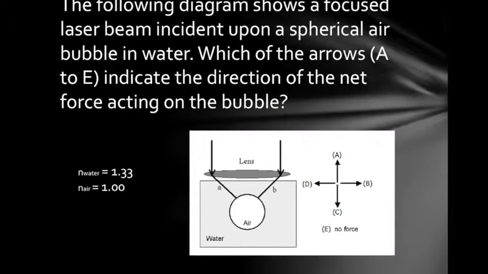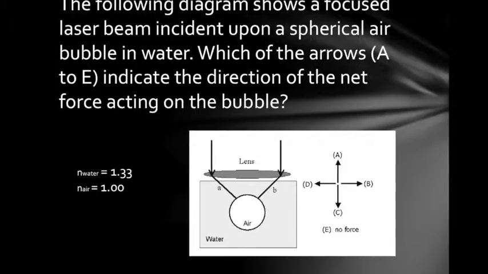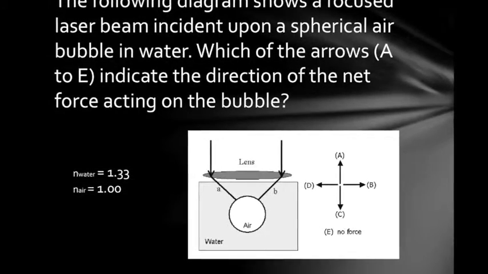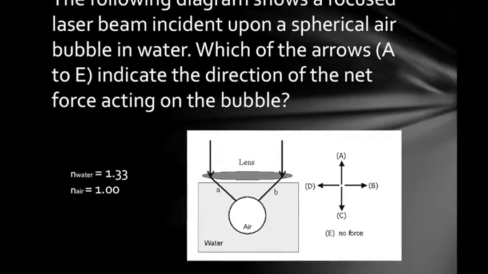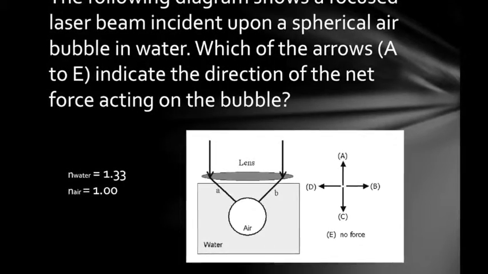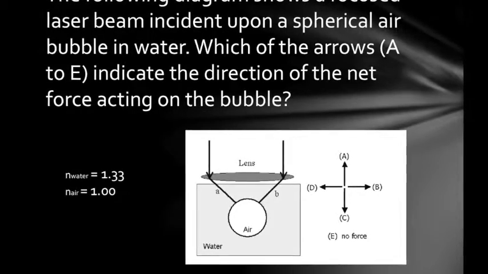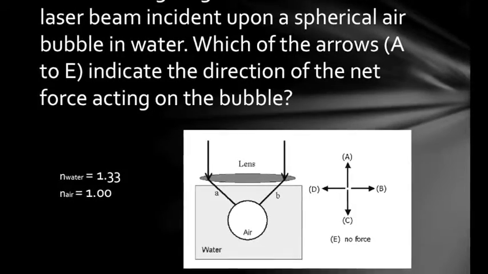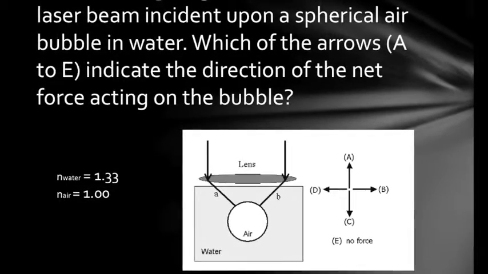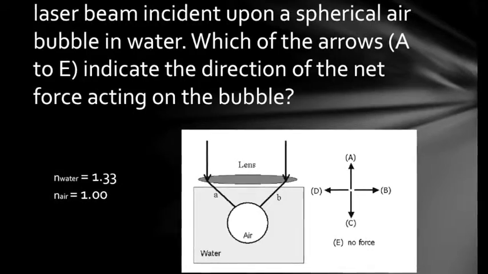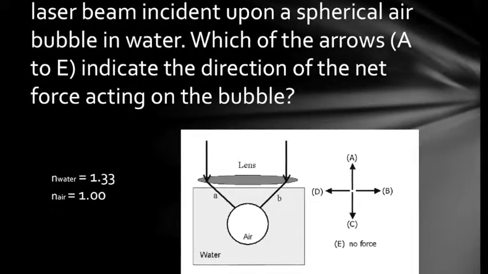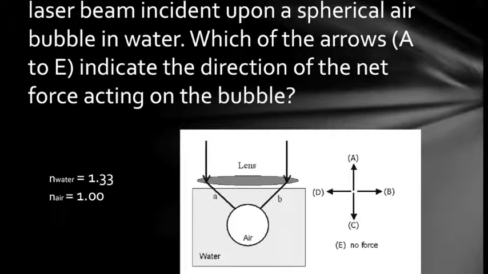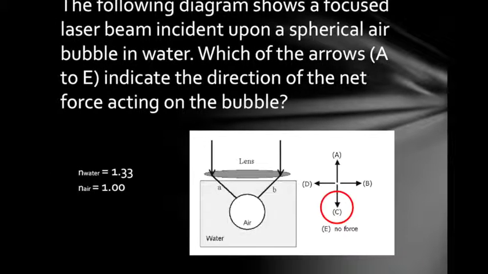The following diagram shows a focused laser beam incident upon a spherical air bubble in water. So which of the arrows indicate the direction of the net force acting on the bubble? Since the refractive index for water is greater than that of air, light beams entering the air bubble will deviate away from the normal. Since both beams are going in a general downward direction, the net force will act downwards too. The answer is C, a downward resultant force on the air bubble.